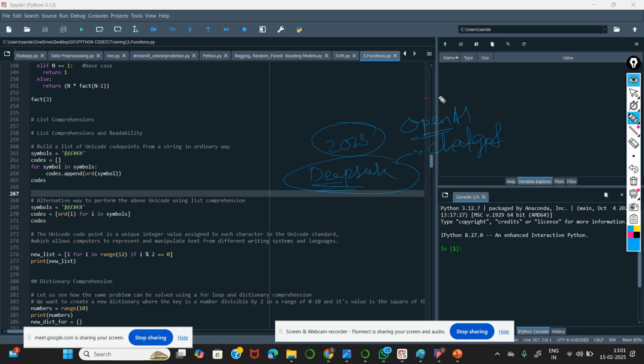OpenAI has used billions of dollars in order to develop this particular generative tool. But DeepSeek was done with just $6 million. With only $6 million, DeepSeek brought out its own product, and it is giving competition to ChatGPT.